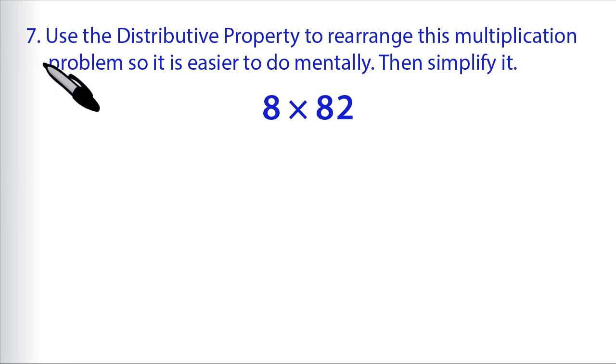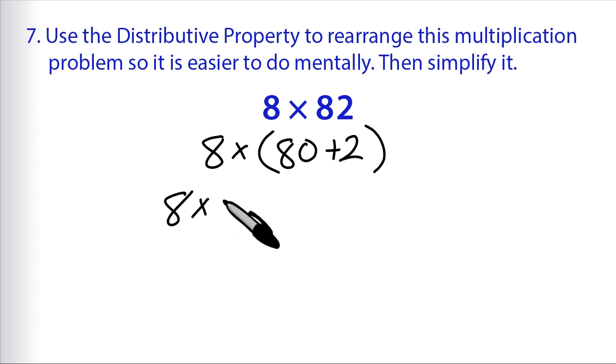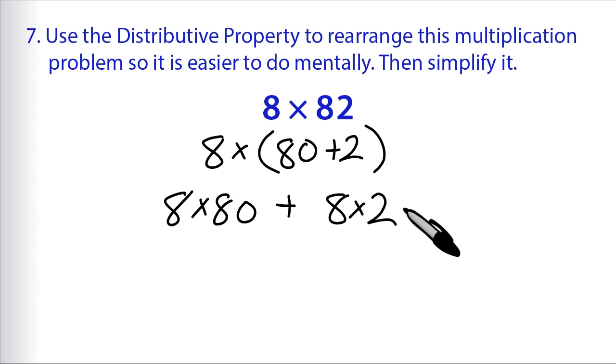For problem 7, we need to use the distributive property to rearrange this multiplication problem so it is easier to do mentally, then simplify it. Just like before, we need to turn one of these into an expanded form group. 82 seems like the obvious choice. So we have 8 times the group, 80 plus 2. Then we can distribute this 8 to both members of that group. So we have 8 times 80 plus 8 times 2.